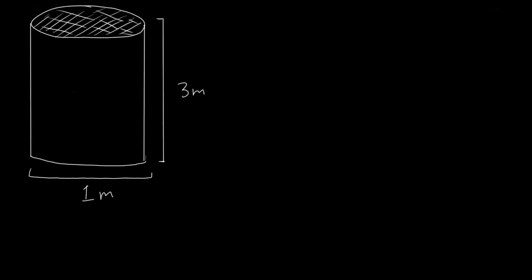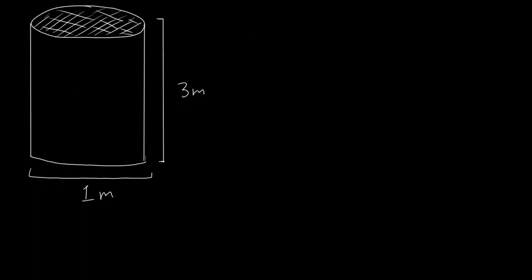So, we're given a cylinder with the base as 1 meter and the height as 3 meters. Now, if you've never done this before, you might think that, well, we don't have enough information, but we absolutely do. The volume of a cylinder, let's call it V of C, is equal to pi r squared multiplied by the height.